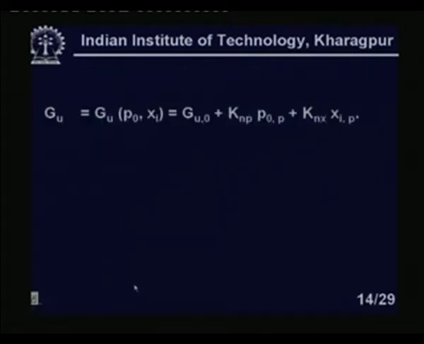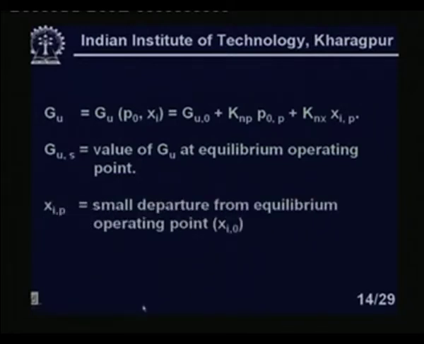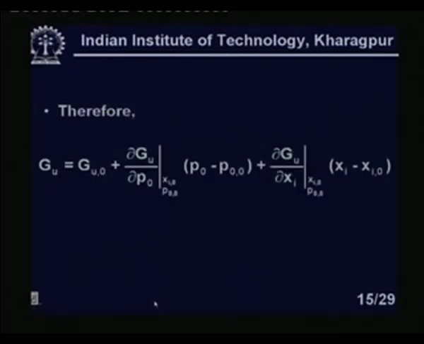Here GU equals GUO plus KNP POP plus KNX XIP, where GUO is the value of GU at the equilibrium operating point and XIP is the small departure from the equilibrium operating point Xi 0. Therefore, I can write GU equal to GU0 plus delta GU by delta PO at Xi, P0 multiplied by P0 minus P0 plus delta GU by delta Xi at Xi 0, P0 comma 0, times Xi minus Xi 0.